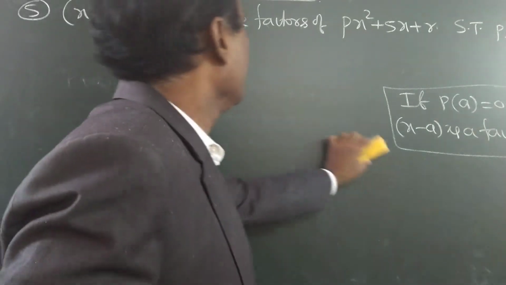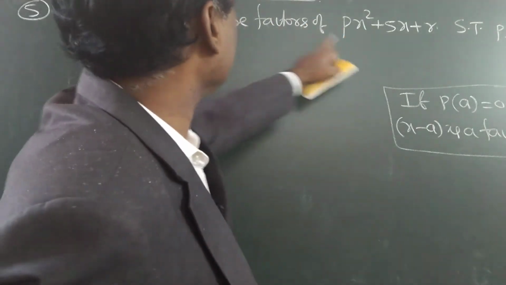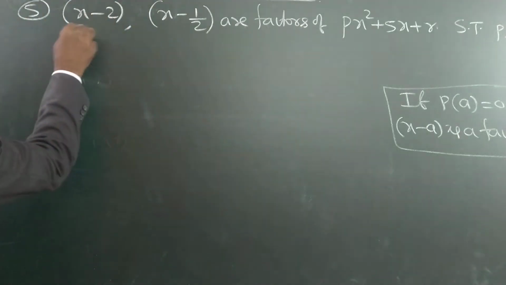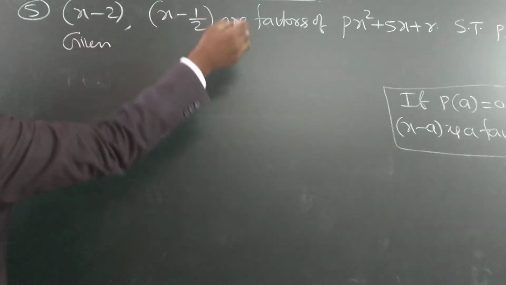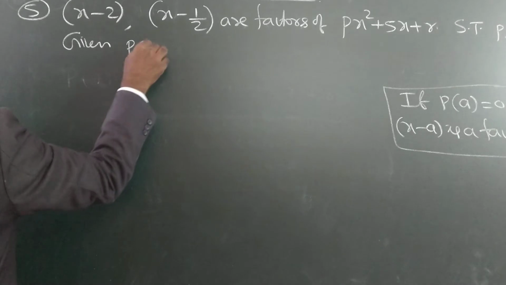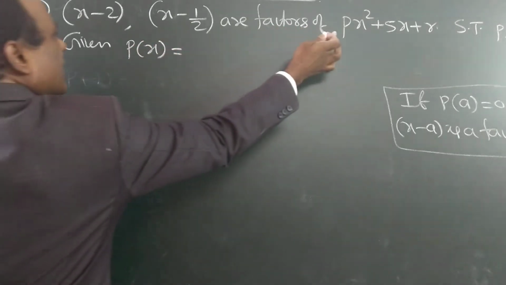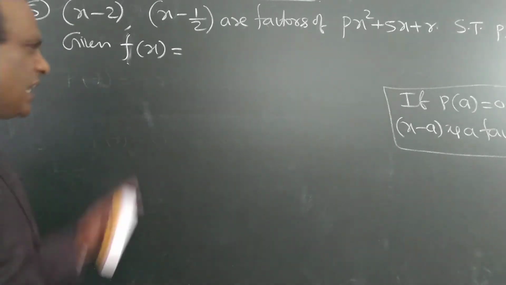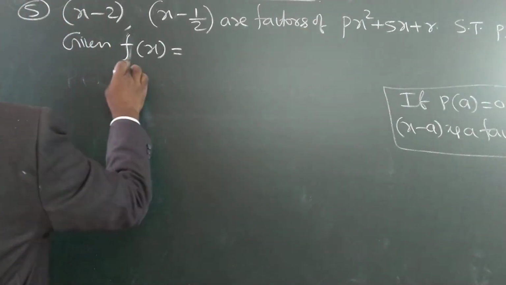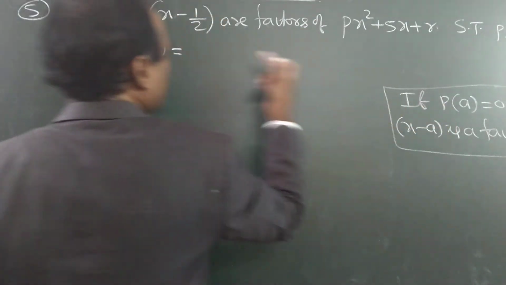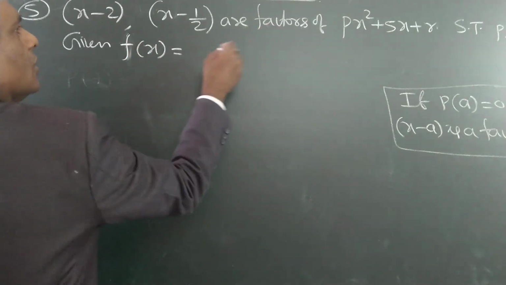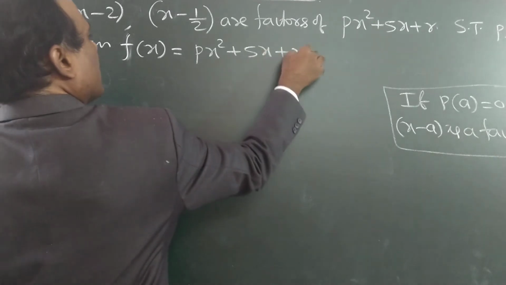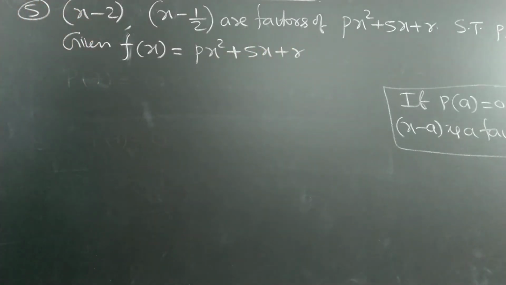See, this is a factor of this, and this is also a factor of this. Take this polynomial. The given polynomial, let us take it as p of x. Already there is one p, so to avoid the confusion I will take f instead of p. Any symbol we can take. So what is the question? The polynomial px square plus 5x plus r is f of x.